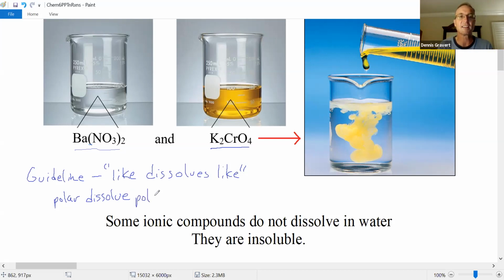And then we have something that's the opposite of that. Oil and water do not mix. And again, it kind of follows the pattern like dissolves like. Oils tend to be nonpolar molecules, greasy, oily, waxy molecules. And water's polar. Oil's nonpolar. They are not alike. So they don't dissolve in each other.